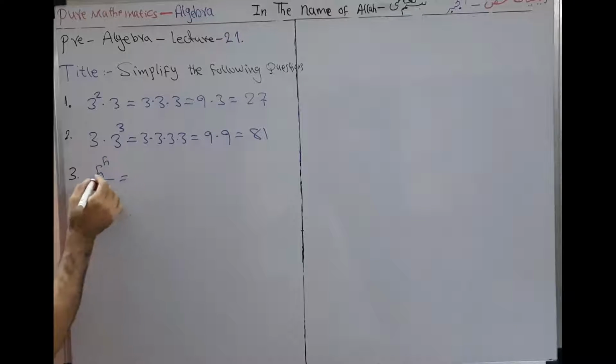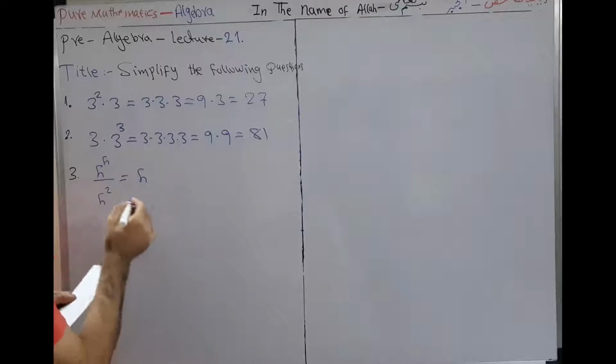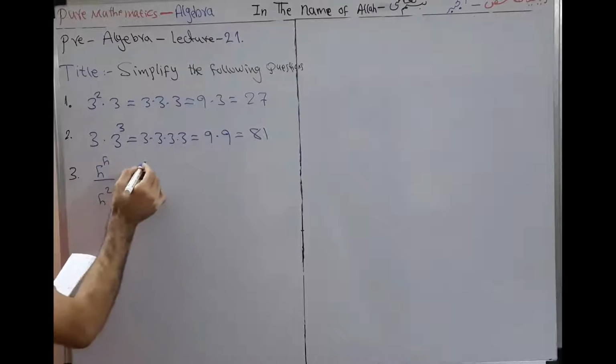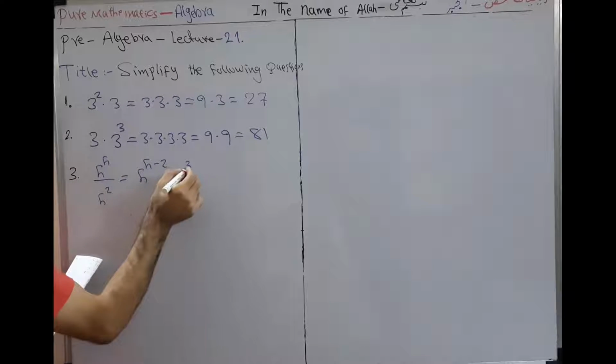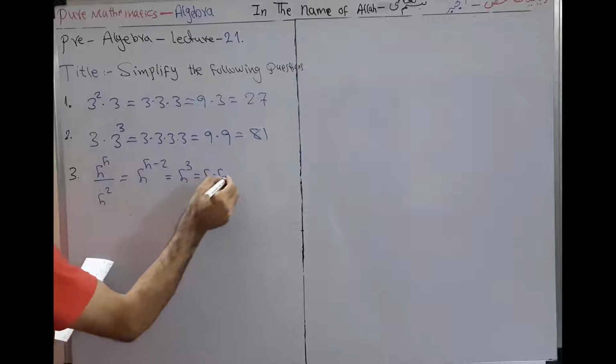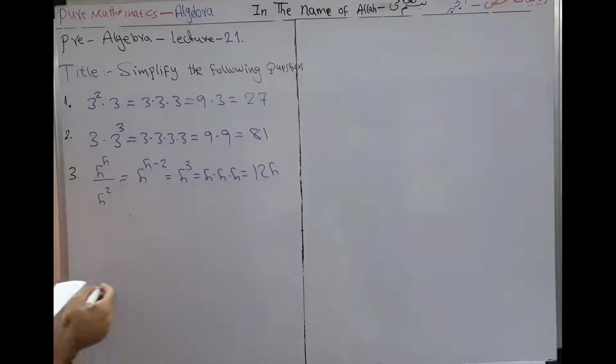Number 3, 5 to the power 5 over 5 to the power 2. From the rule of quotient we can write 5 to the power 5 minus 2, it is equal to 5 to the power 3, it is equal to 5 multiplied by 5 multiplied by 5, 3 times, it is equal to 125.